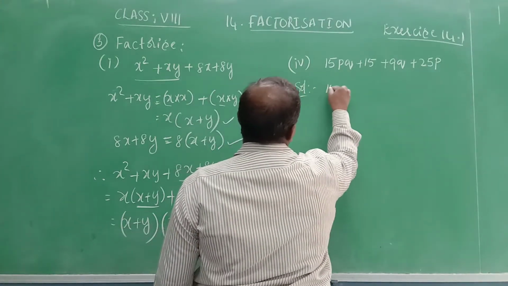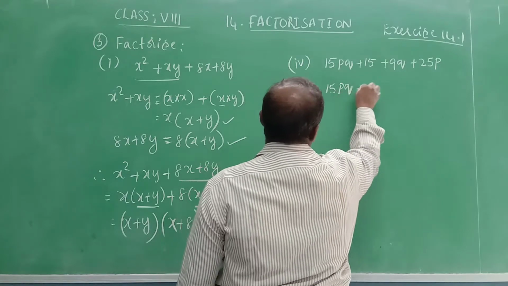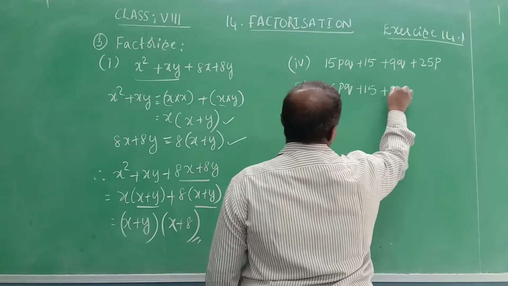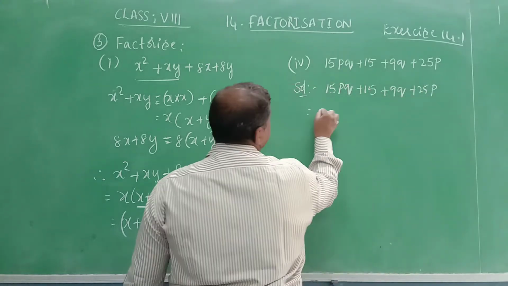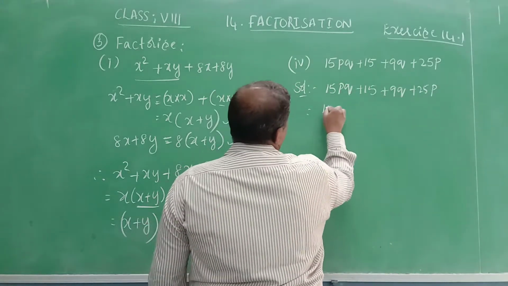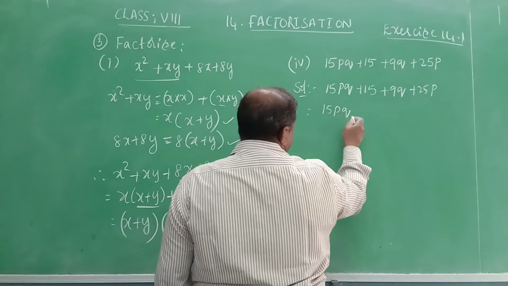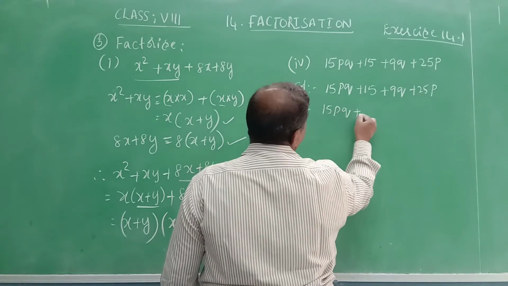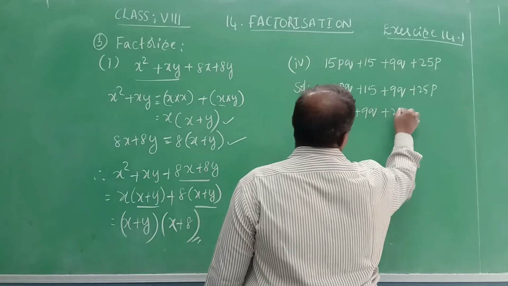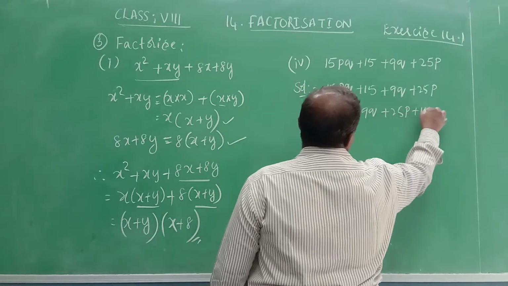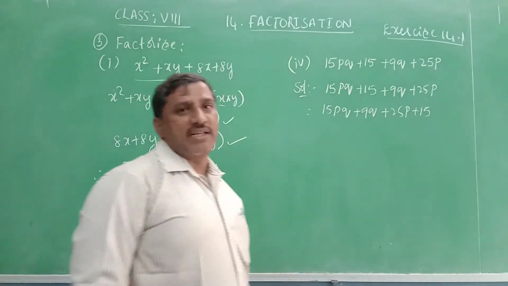That is 15pq plus 15 plus 9q plus 25p. That is equal to, regroup the terms: 15pq plus 9q plus 25p plus 15. This is one way of regrouping the terms.